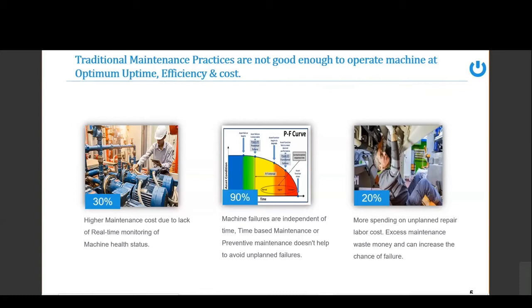And 90% of the time, machine failures are independent of time. So even though you have a very good time-based maintenance or preventive maintenance strategy, it doesn't help to avoid unplanned failures. And to avoid those unplanned failures, people are spending more on planned maintenance. But sometimes excess maintenance is a waste of money and can increase the chance of failure.